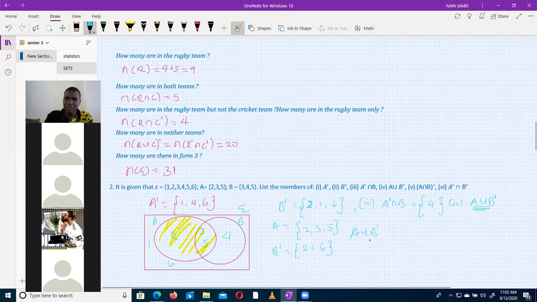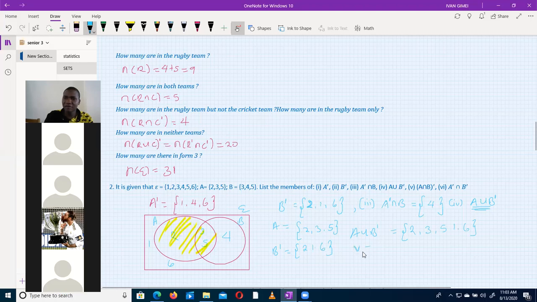Just don't repeat. Now here we have 2, we have 3, we have 5. Then which element is here that's not here? There is 1, there is 6. So those are the elements of A union B complement.